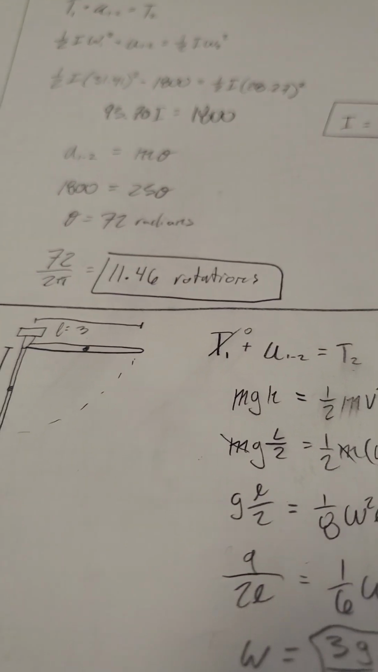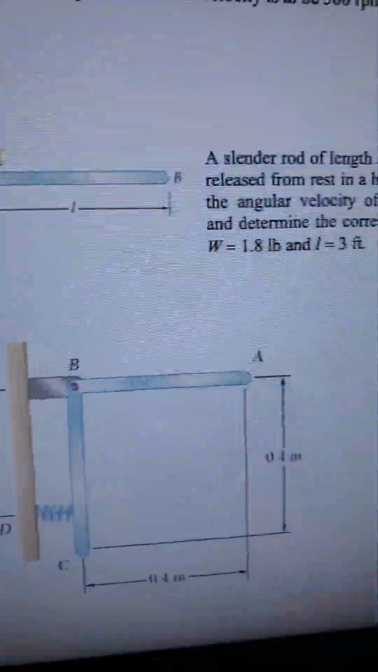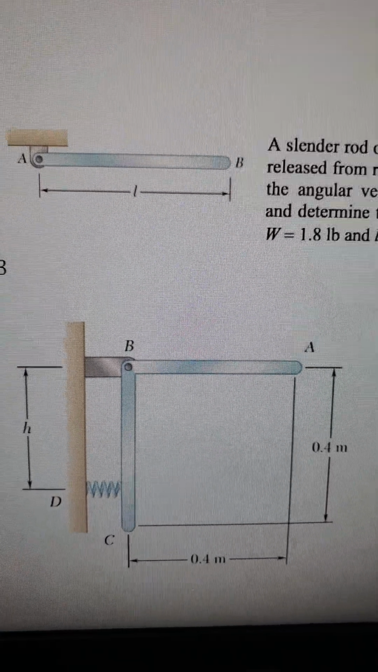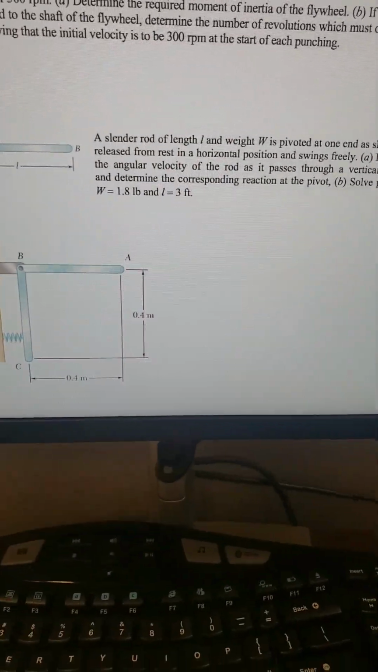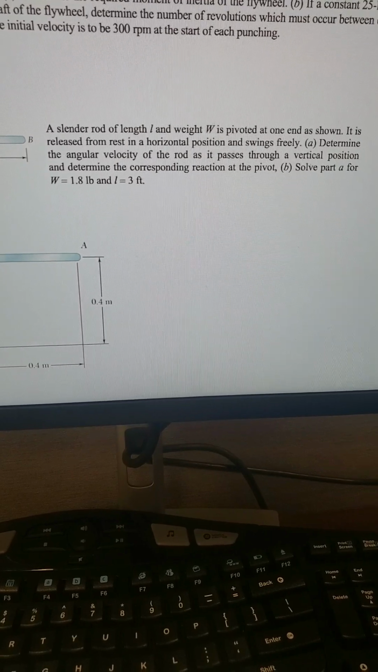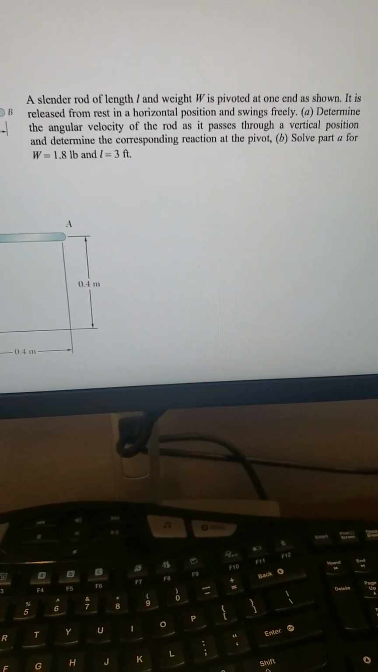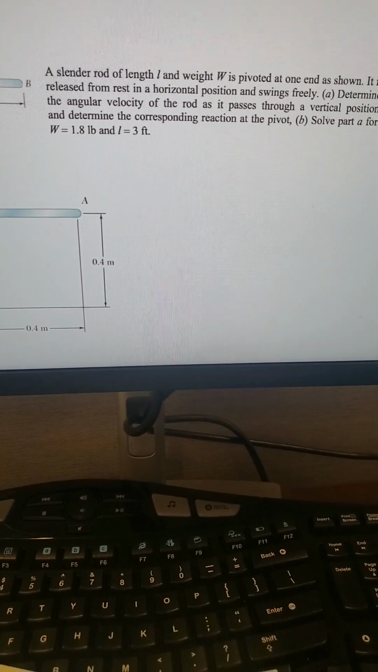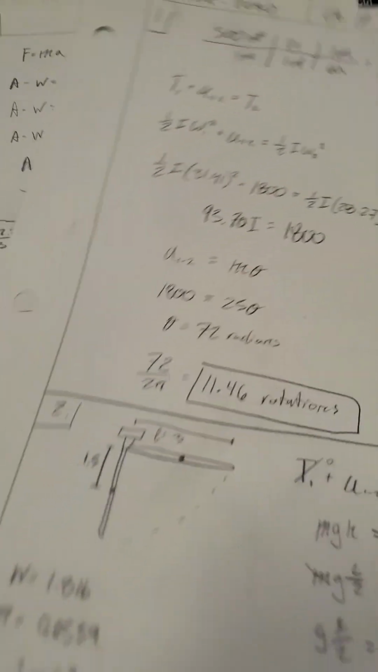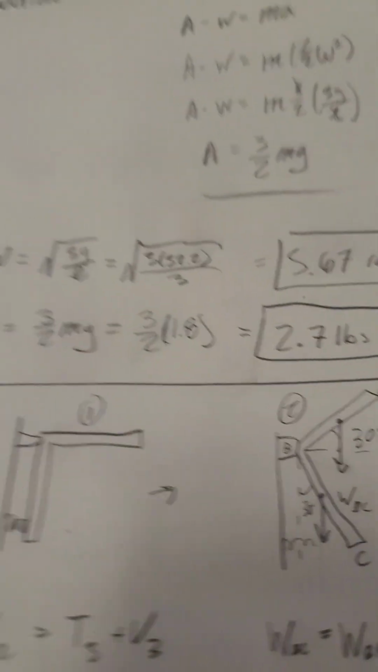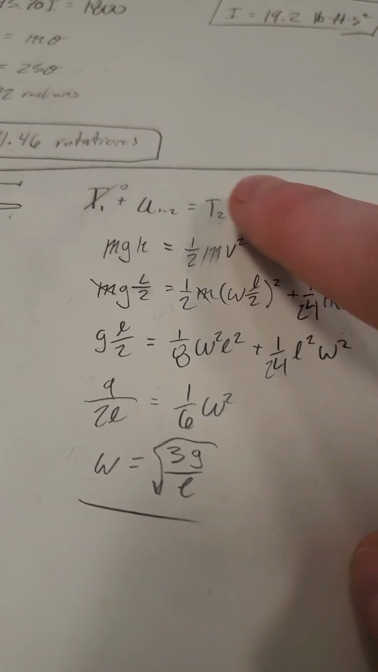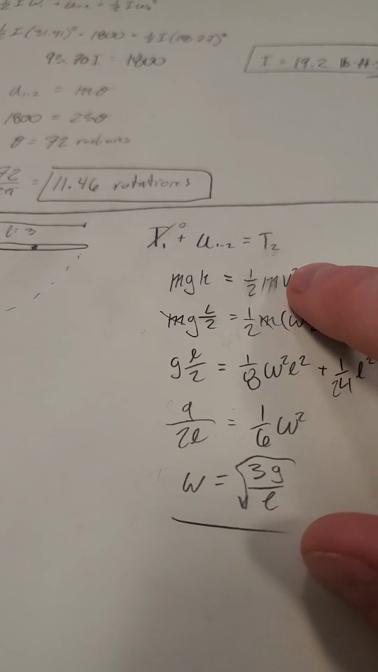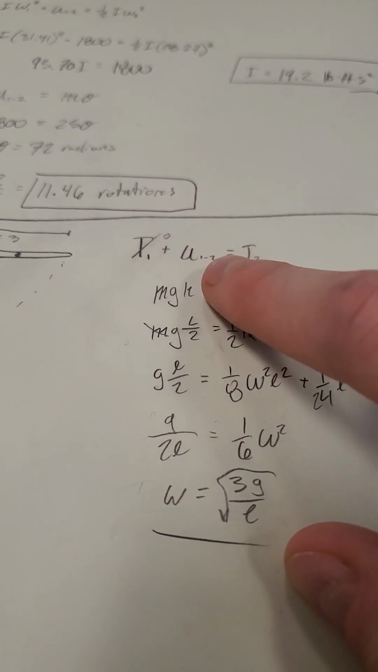So pretty straightforward. So this one is the bar, and it's released from rest, and we're pretty much going to calculate the angular velocity when it is vertical, and then we're also going to solve for it with the weight and length when it's given to us. So pretty much you just want to solve it symbolically and then plug everything in. Pretty straightforward.